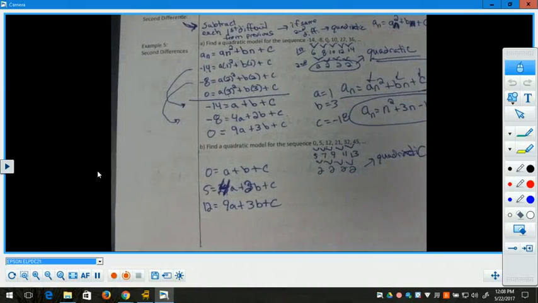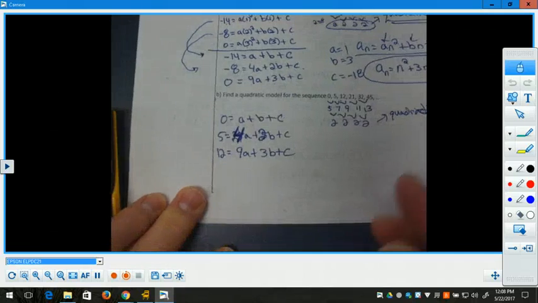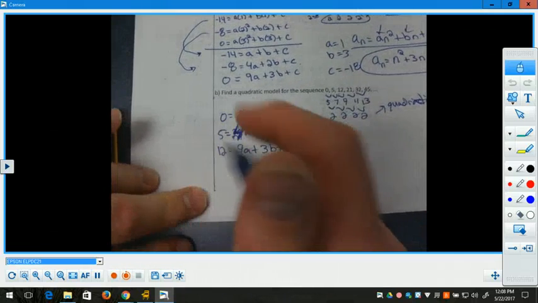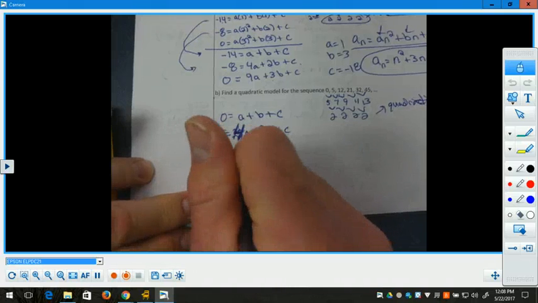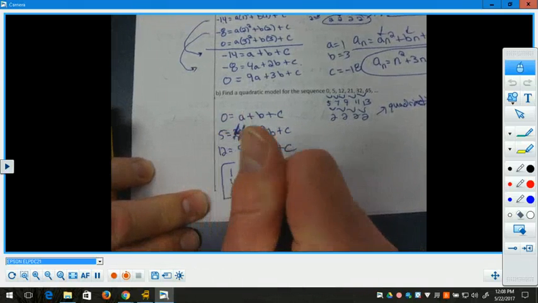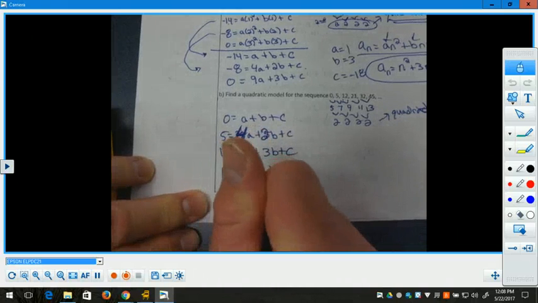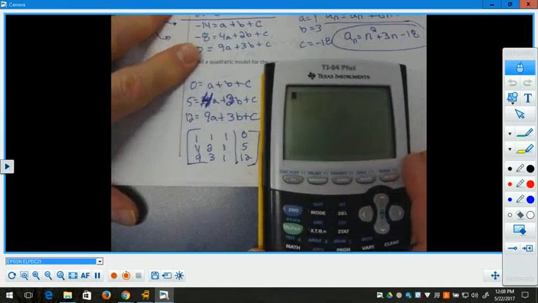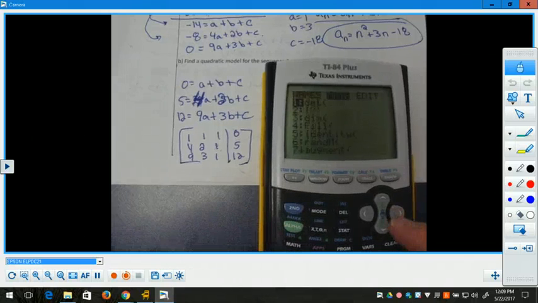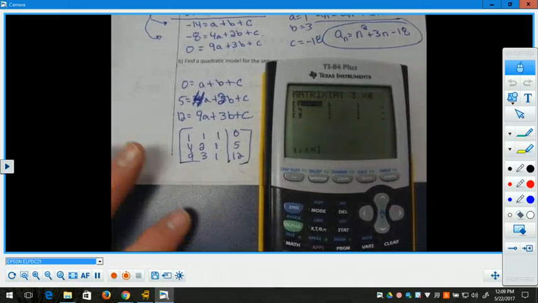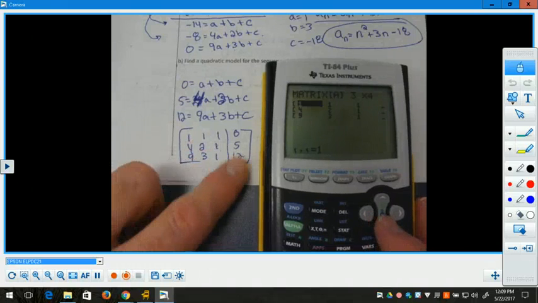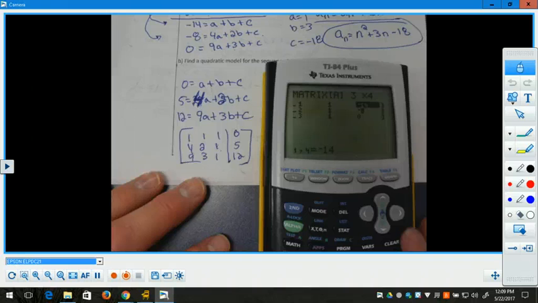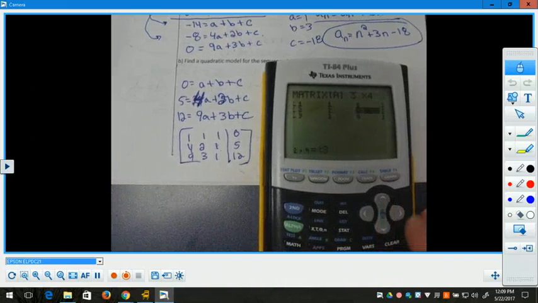So here's our system written as an augmented matrix to save myself from doing the elimination, which I could do, but I don't feel like it. I'm going to write an augmented matrix. This is 9, 3, 1, and then this would be 0, 5, and 12. So now I'm going to put my augmented matrix into the calculator. So I go to Matrix, Edit, and what do you know? Because we did quadratics last time, I have the first 3 columns all set. I just have to change the constants. That one's 0, this one is 5, and this last one is 12. And then I quit that and I go to matrix.